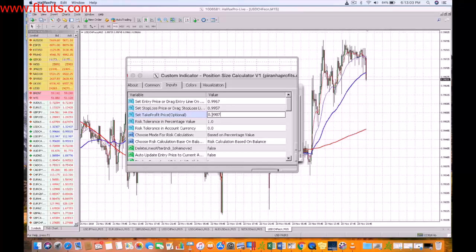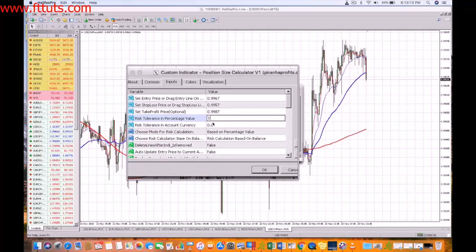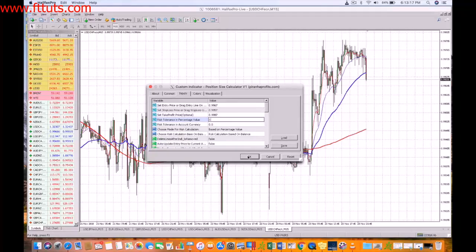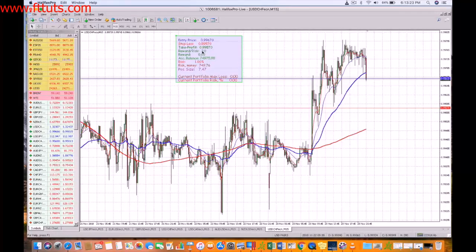That's right. Okay, next put in your risk per trade, and again your risk per trade should always be consistent. All right, so for example, again, if it's 2%, put 2%. If it's 1%, put 1%. So once you've done that, click OK, and this box will appear over there.